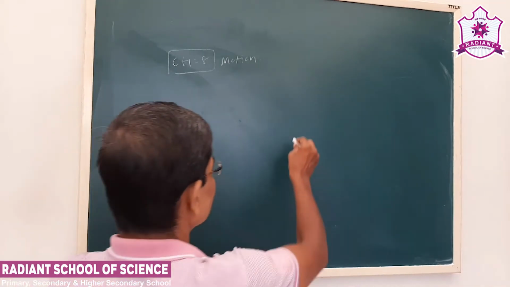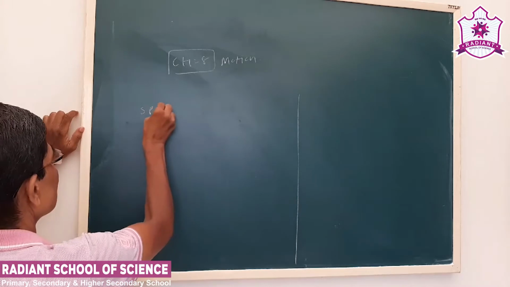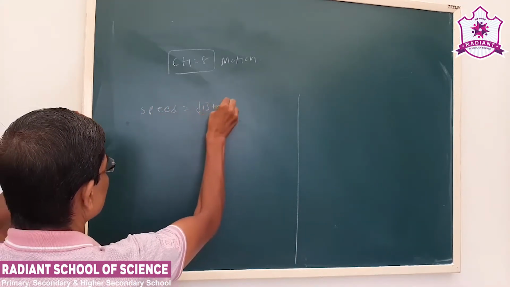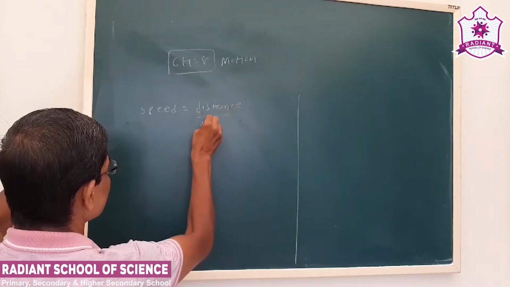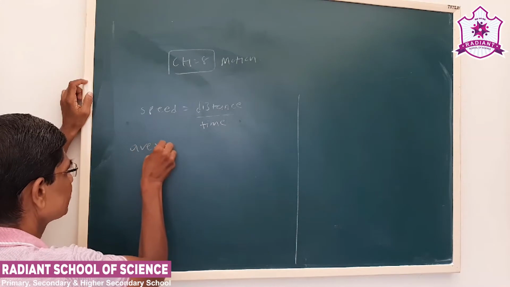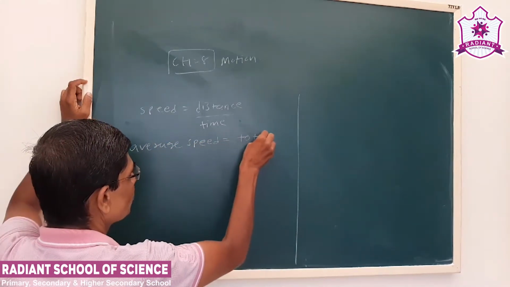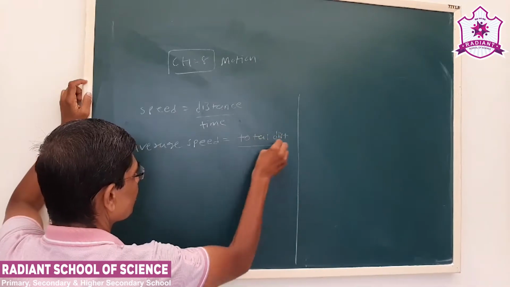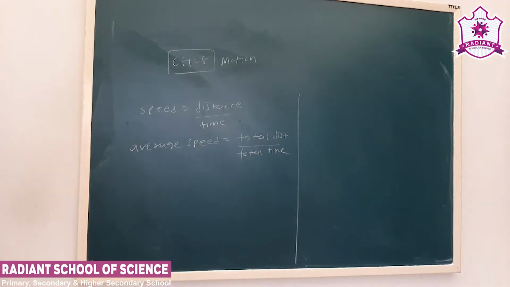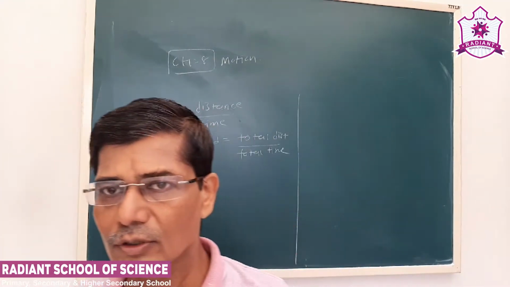Speed is distance upon time. Next we have to study average speed. Average speed is total distance upon total time. Speed is distance upon time, whereas average speed is the total distance upon total time.